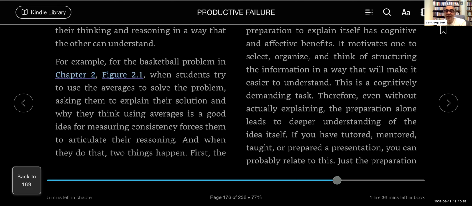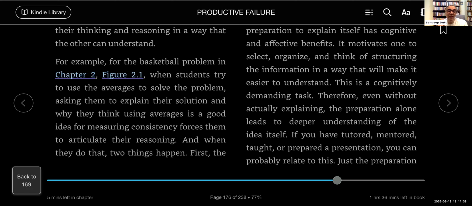Two things happen. First, the preparation to explain itself has cognitive and affective benefits. It motivates one to select, organize, and think of structuring the information in a way that will make it easier to understand. This is a cognitively demanding task. Therefore, even without actually explaining, the preparation alone leads to deeper understanding of the idea itself. If you have tutored, mentored, taught, or prepared a presentation, you can probably relate to this. Just the preparation alone helps to deepen our understanding of the content even before we can deliver it.